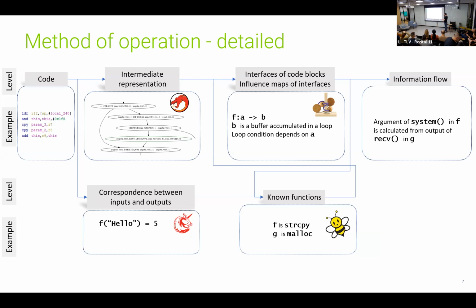And then when we put all of these parts together, we can say statements like, oh, okay, there's an argument to system, which is a dangerous function, and it's calculated from the output of receive, which is a function that receives data from the network. And again, if we find a source, for example from the network, there's data flow all the way to dangerous functions, and there's no filtering in between, then that's a vulnerability.